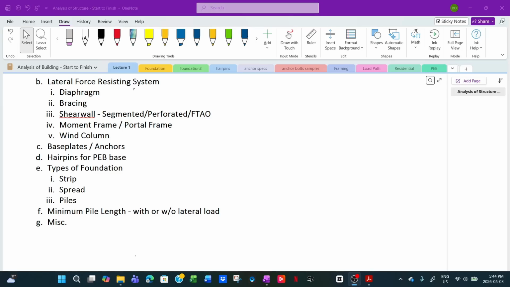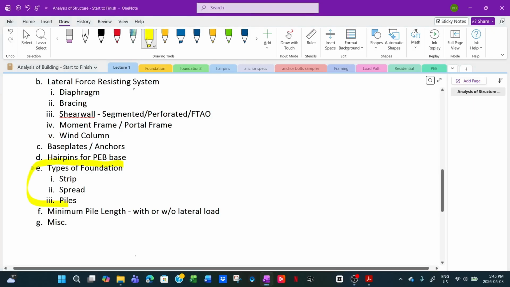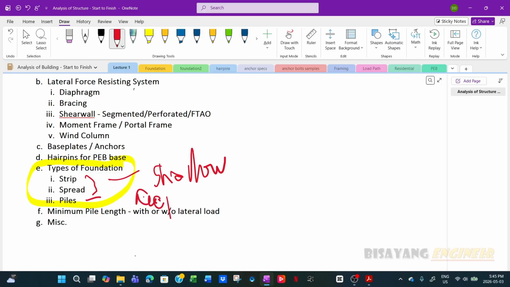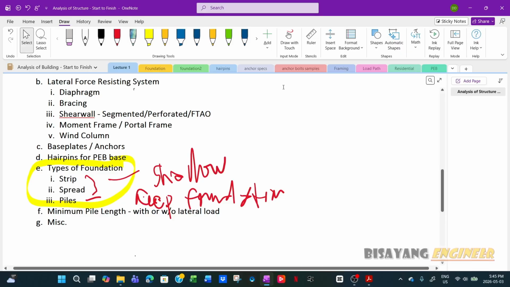So our topic for today would be about foundation. This one is strip and spread. This is under shallow, and then piles, of course, the deep foundation. Over almost 30 years, I came across different types of foundation. Now back home, the most common foundation is we have strip.